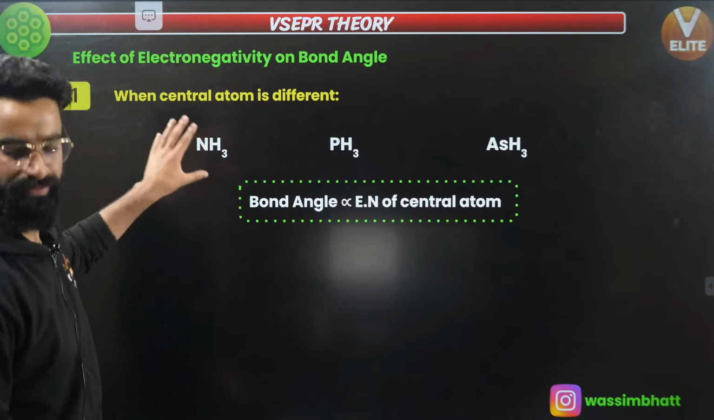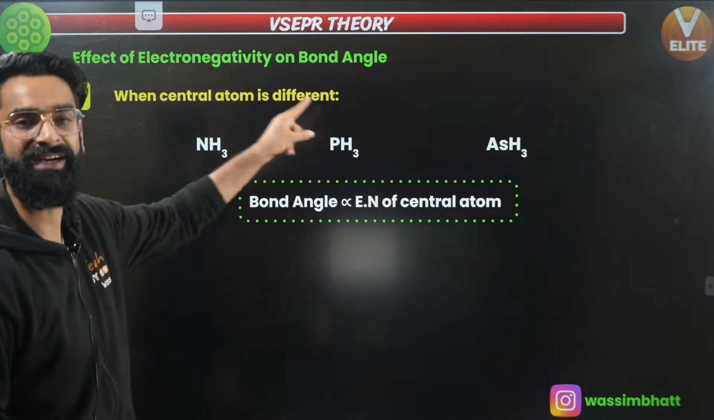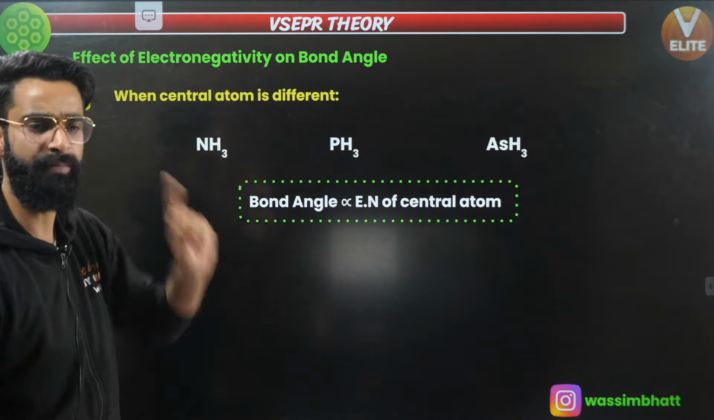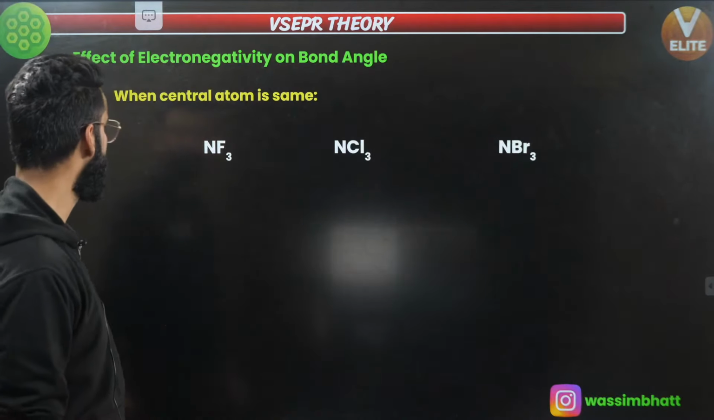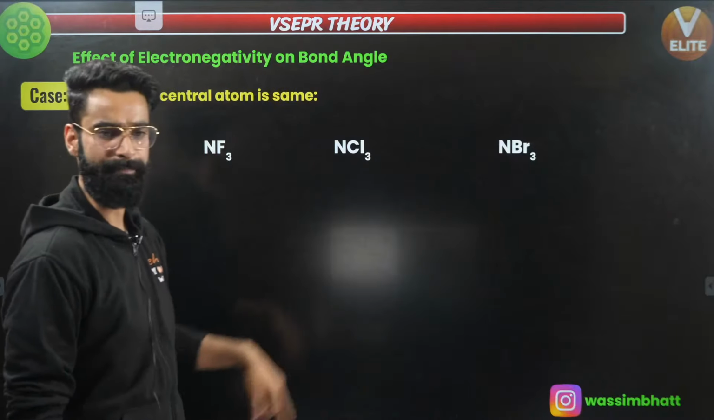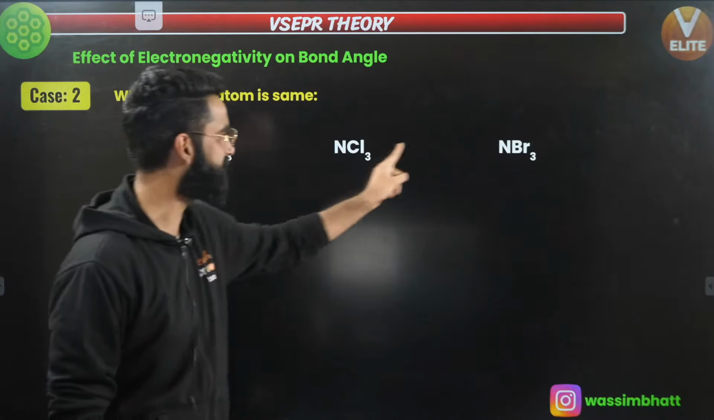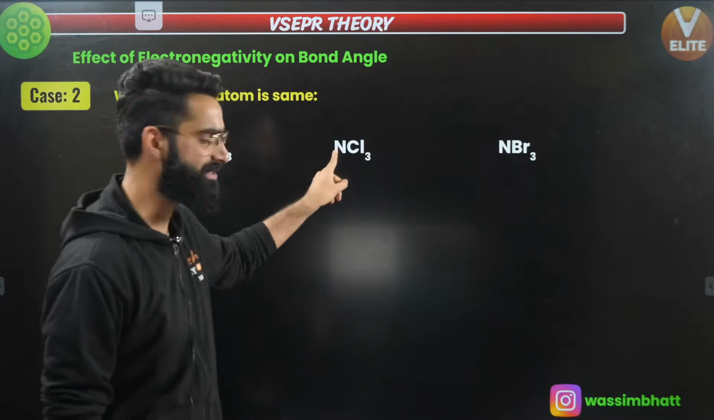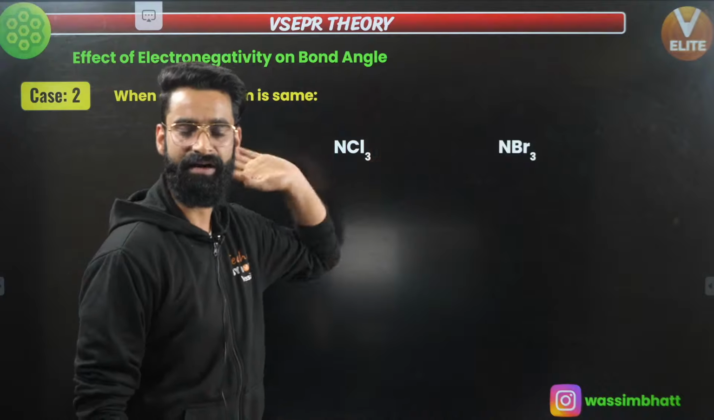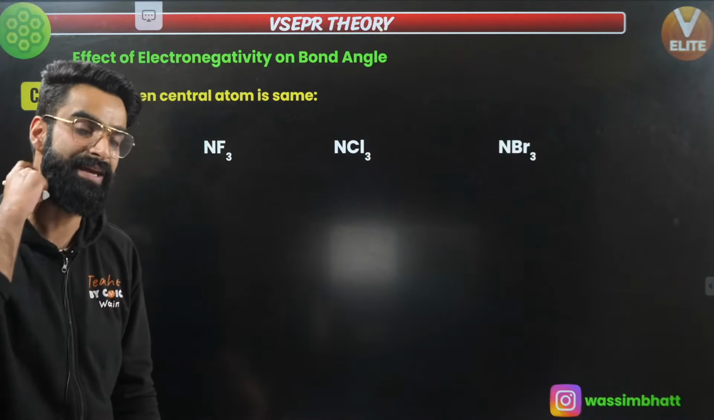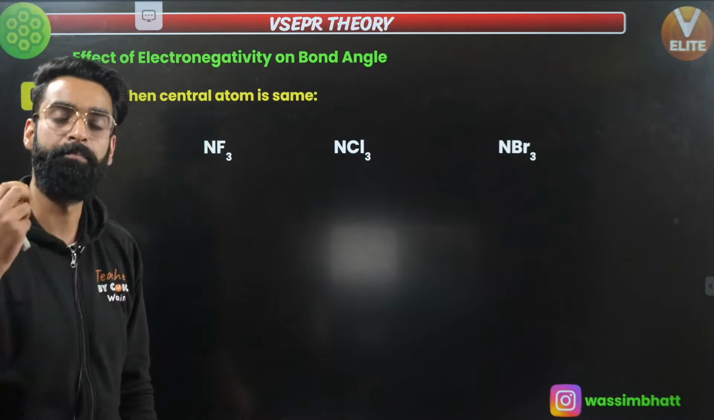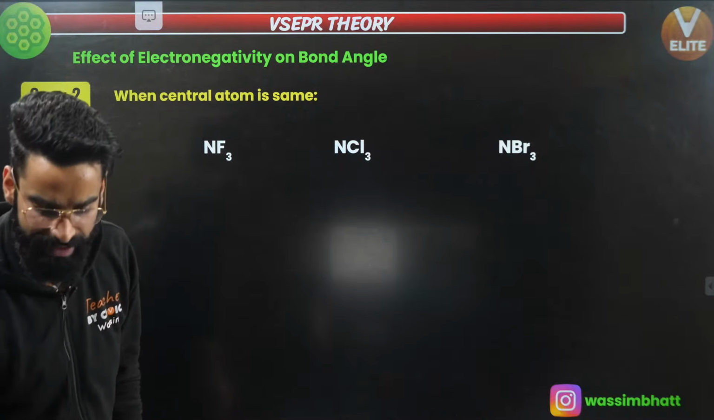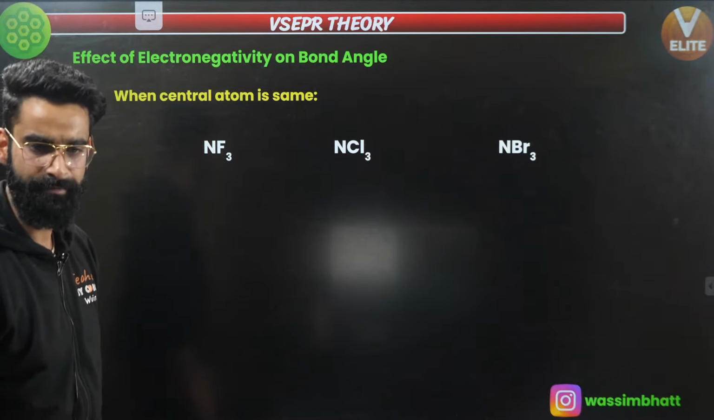But this is only valid, guys, if the central atom is different. But the point is, if the central atom is same, for example, NF3, NCl3, NBr3. Right here the central atom is nitrogen, right here again central atom nitrogen, right here again central atom nitrogen. When the central atom is same, remember, bond angle is inversely proportional to electronegativity of the central atom, okay?